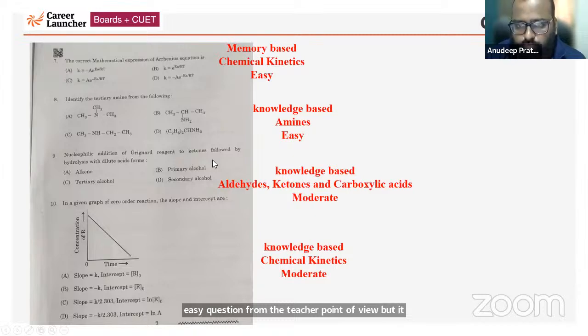This question. Okay, so this is kind of a knowledge-based question, right? So if you have a good knowledge about how the reactions work, then only you can answer this. Okay, so I'll say this is a moderate question.